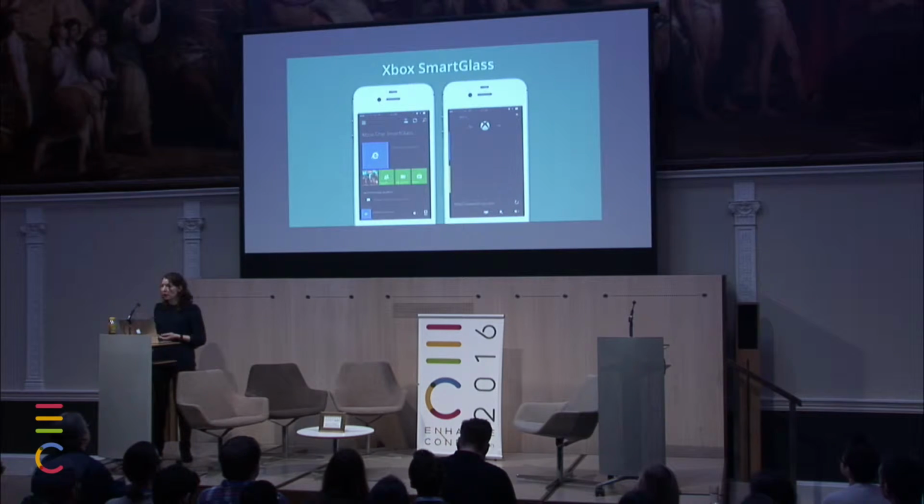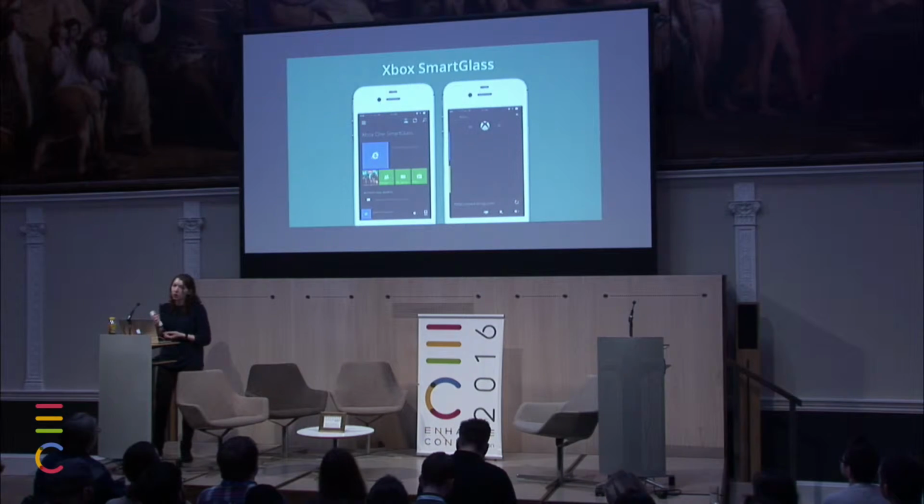And they also have SmartGlass, which is an app for Android, Windows Phone and iOS that lets you use your phone to control the Xbox. They have apps for both the 360 and the Xbox One. And it's actually a really pleasant experience to use this with the browser. It's a lot easier to type URLs on your phone than it is using the controller.